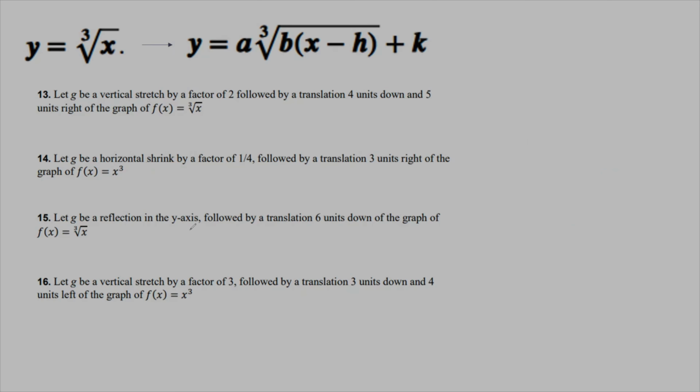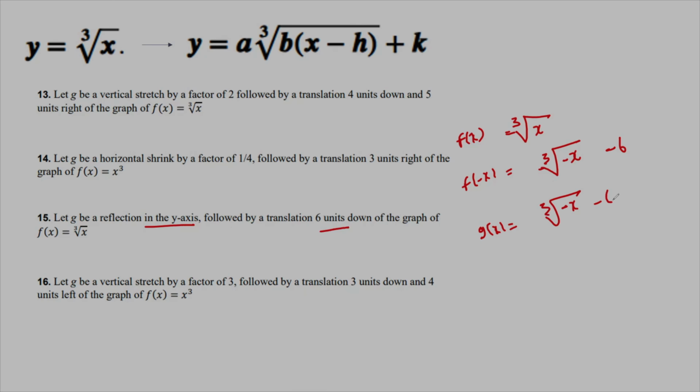Okay, next one, 15.1. So my parent function is the cube root of x, f of x. It says reflection in the y-axis. If it is a reflection in the y-axis, that means left-right reflection. So my x will become negative x. So it's like cube root of negative x. Then it says translation 6 units down. If it is down, that means it will be added outside. That is negative 6. So this is my new function g of x equals cube root of negative x minus 6.